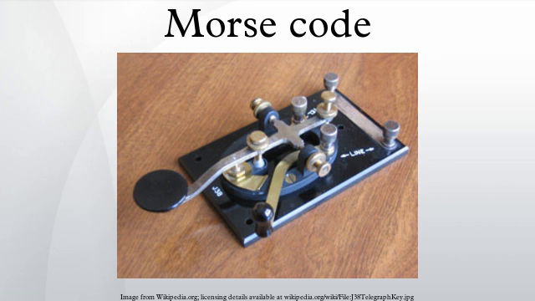The letters of a word are separated by a space equal to 3 dots, and the words are separated by a space equal to 7 dots. The dot duration is the basic unit of time measurement in code transmission. For efficiency, the length of each character in Morse is approximately inversely proportional to its frequency of occurrence in English. Thus, the most common letter in English, the letter E, has the shortest code, a single dot.